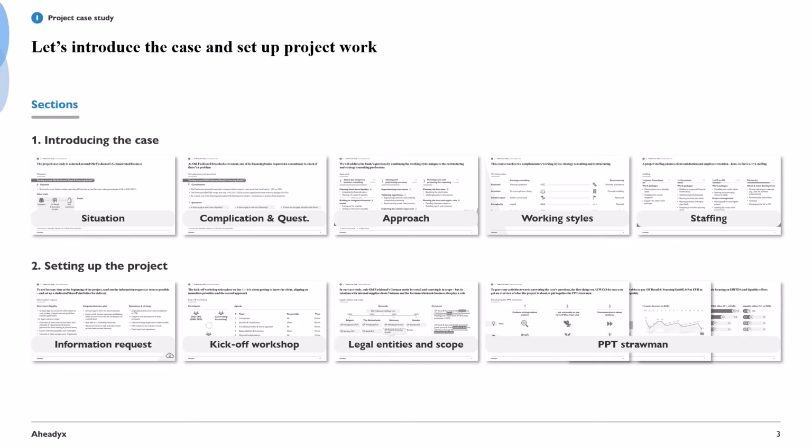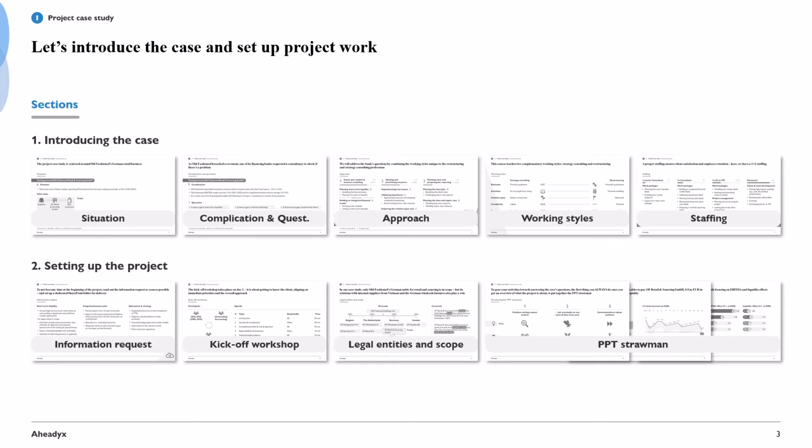So you may recognize the situation complication resolution framework here, in which the resolution part can be split into questions and answers, or the approach in this case. So you can make it explicit if you want to, and here I do that to better convey what this case is about. Next, we will look into the working styles.